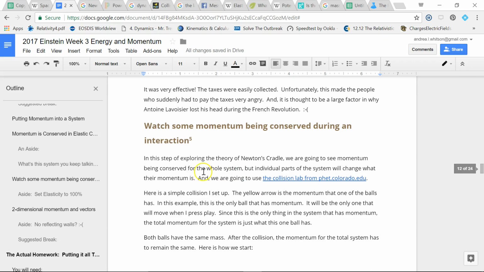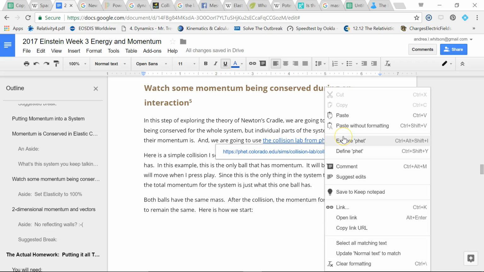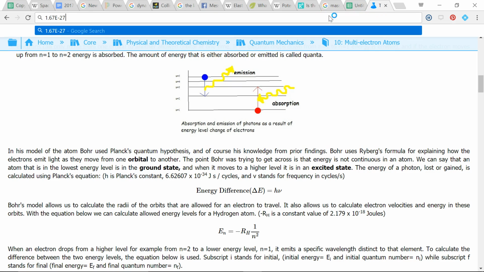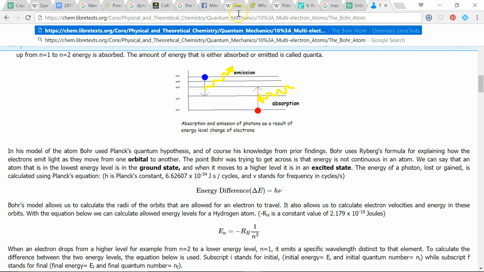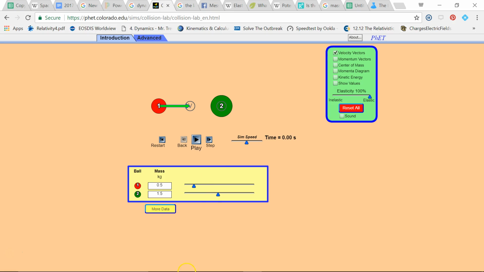Okay, now let's watch some momentum being conserved during an interaction or a collision. And we're going to use the collision lab from Colorado, the PhET Colorado. Okay, so this is the collision lab. I showed a little bit of it during our class.